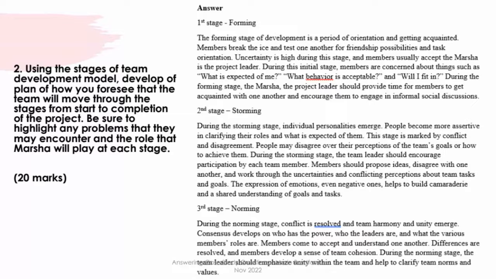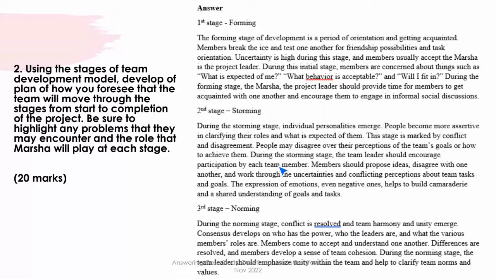So we're discussing here what happens at the storming stage. And you will see here that, again, we mention what the team leader should do. As I was saying before, Marsha should encourage participation by each team member. And then norming, we do a similar thing as well, because that is what the question requires. At each stage, what is happening in the team and what is Marsha's role? As the team lead, what is Marsha's role?